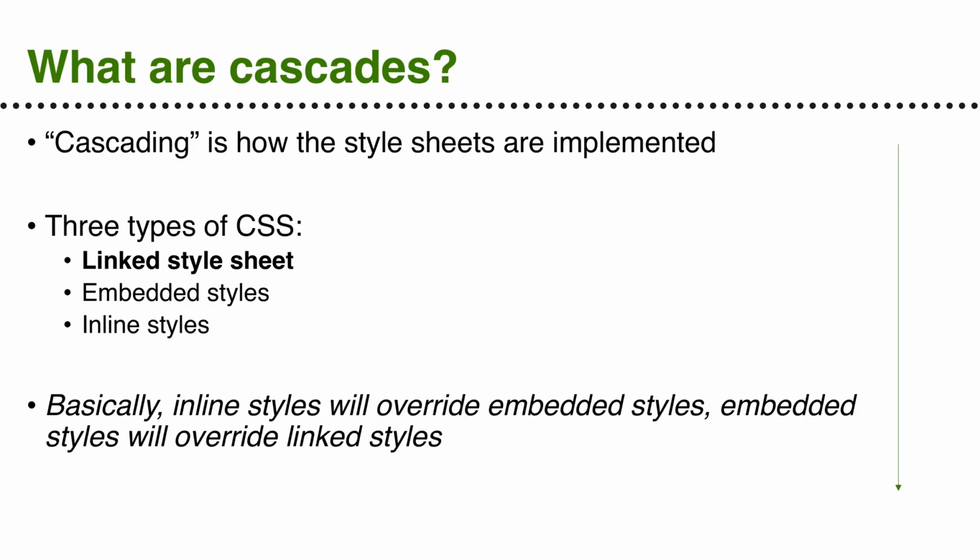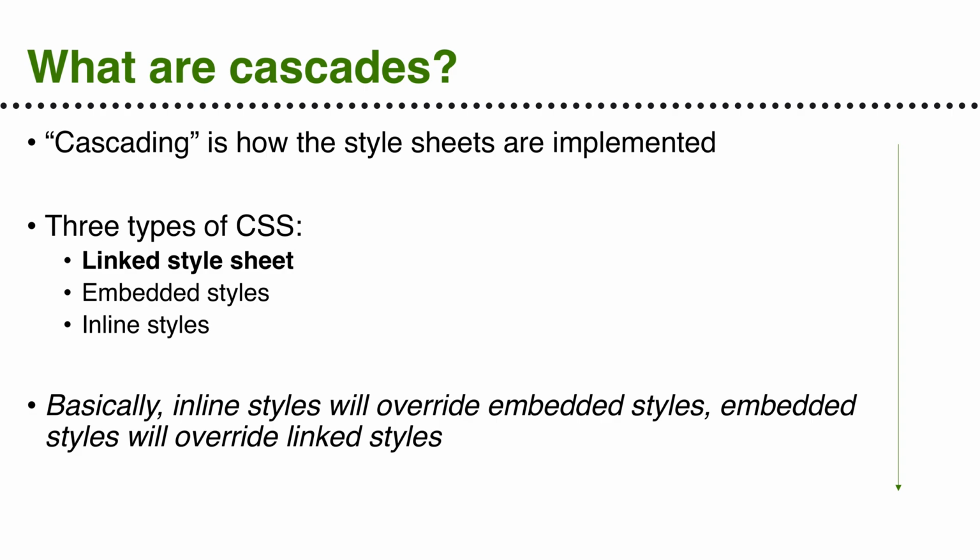There are 3 different types of CSS sheets. First, you can have a link style sheet, an embedded style sheet, and an inline style sheet. For right now, I just want you to think about that we are only going to be working with what we call a link style sheet. Later on, we're going to get into embedded and inline, but for right now, let's just focus on the link style sheet.